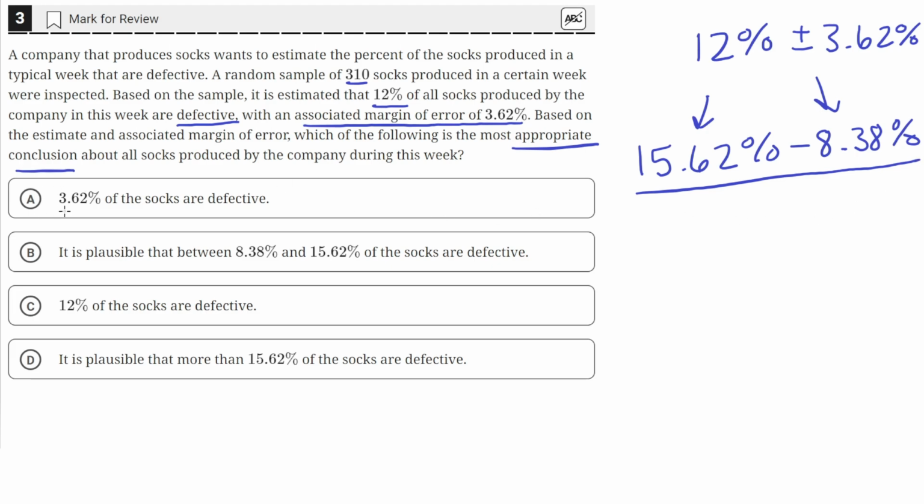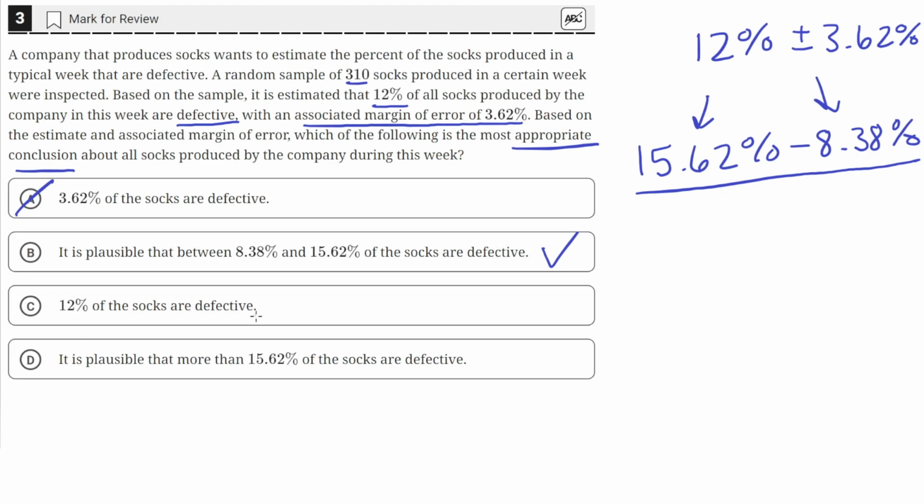So answer choice A says that 3.62% of the socks are defective. That's not an appropriate conclusion since that is very out of range from this range here. It is plausible that between 8.38 and 15.62% of the socks are defective. That sounds appropriate since that is the range of the actual percent of defective socks.